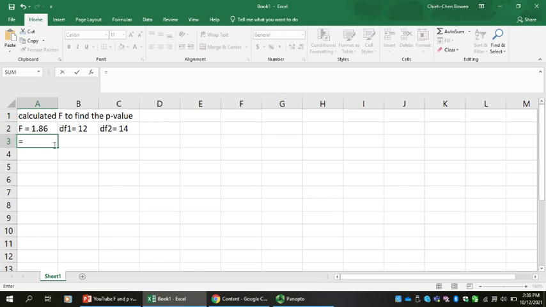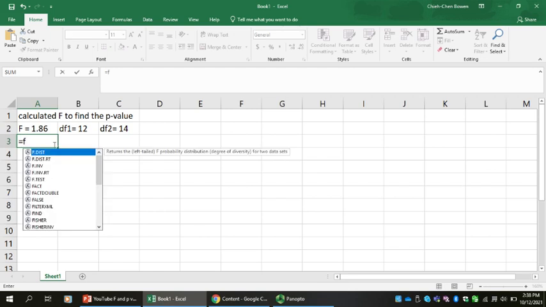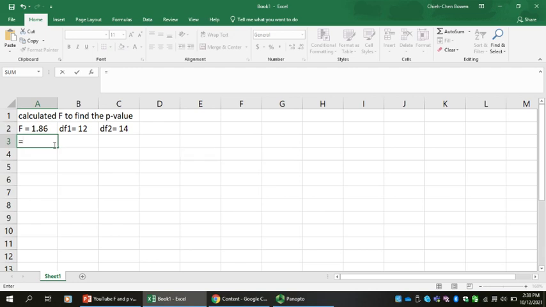Okay, so as we show you the function, equal sign F distribution, and most likely we are dealing with a right tail distribution. In this situation, you see it provides you with all the necessary parameters here. X is your calculated F value, degree of freedom 1, and degree of freedom 2.